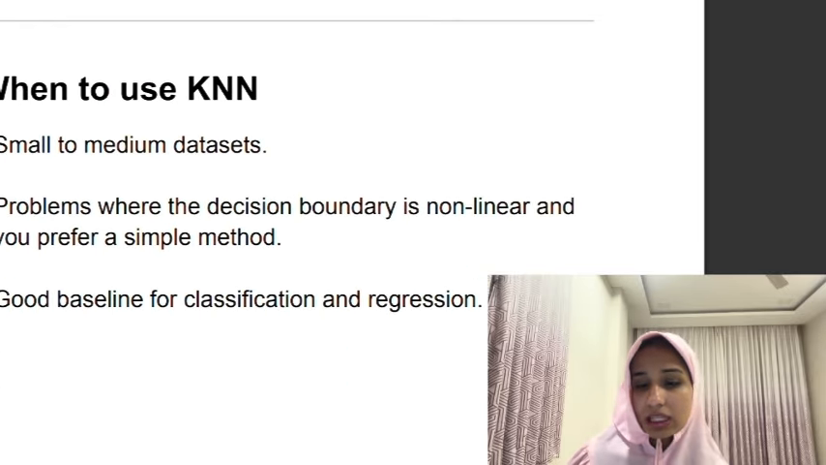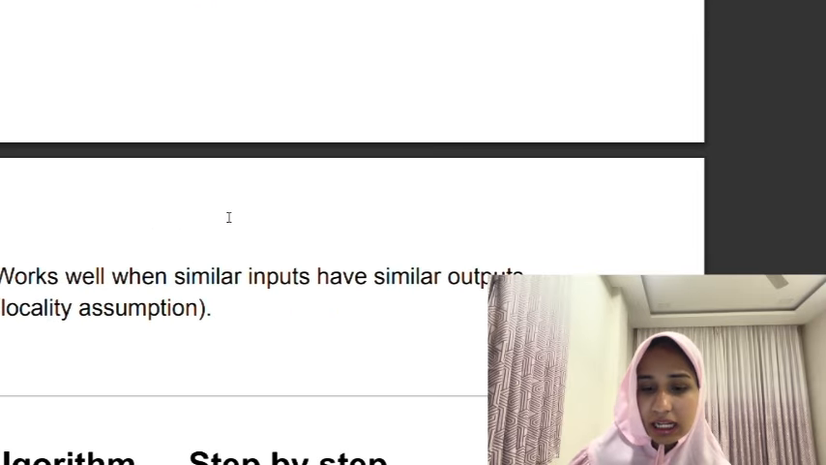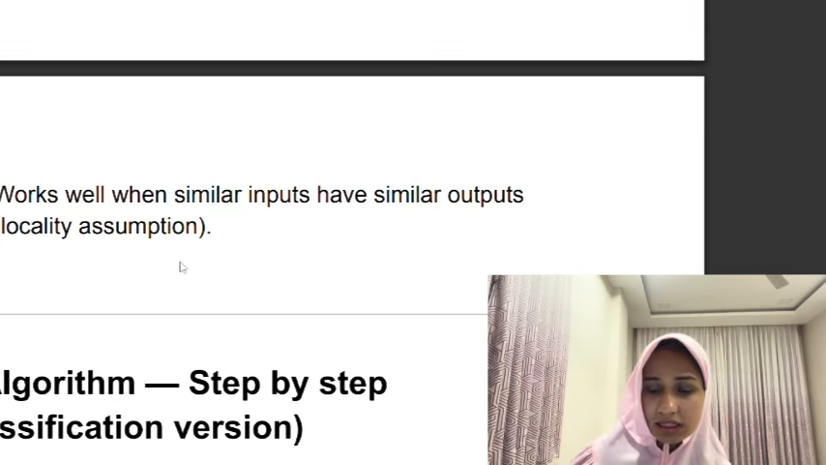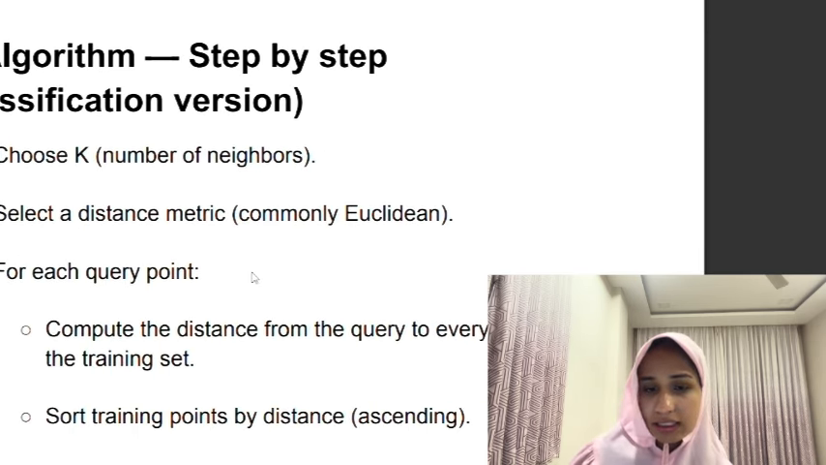That's why it is called lazy learning. So when to use KNN? Small to medium datasets, problems where the decision boundary is non-linear and you prefer a simpler method. It is a good baseline for classification and regression. It works well when similar inputs have similar outputs, which is the locality assumption. So, the algorithm step by step.